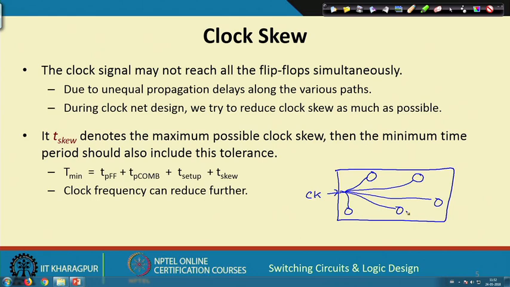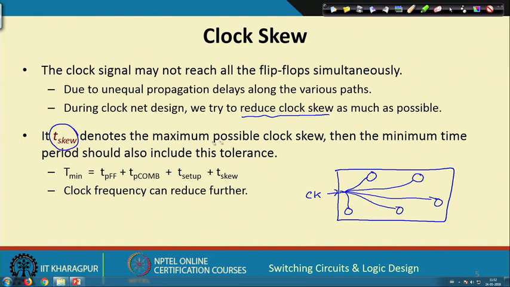Due to unequal propagation delays along the various paths, there will be clock skew, which means the clock signal may not reach all the flip flops simultaneously. Of course, when designing the clock network, we try to reduce clock skew as much as possible, ideally to 0, but in practice we cannot make it exactly 0. There are methods of doing that, but that is slightly beyond the scope of this course. We shall not be discussing how to reduce skew here, just what skew is, and that is enough.